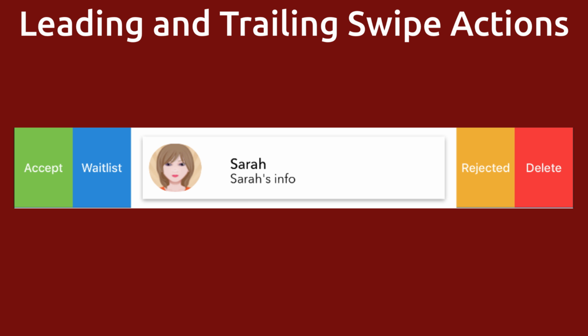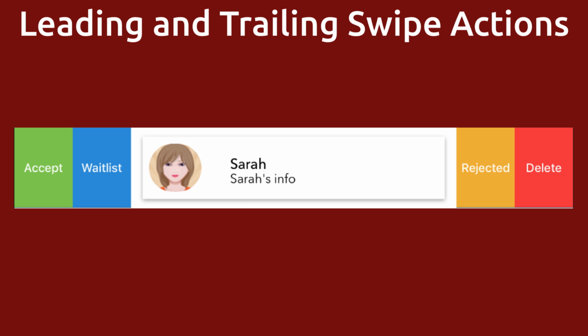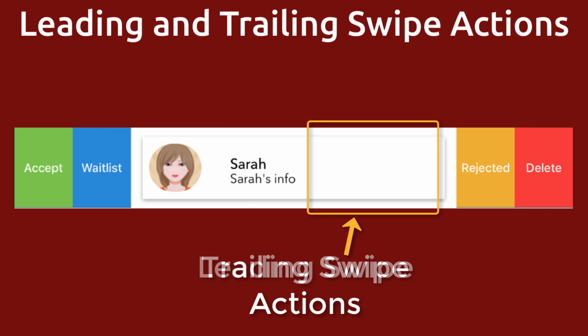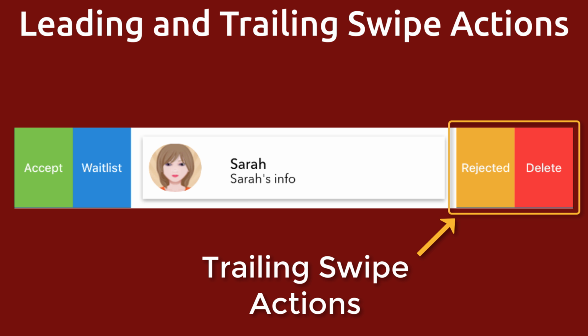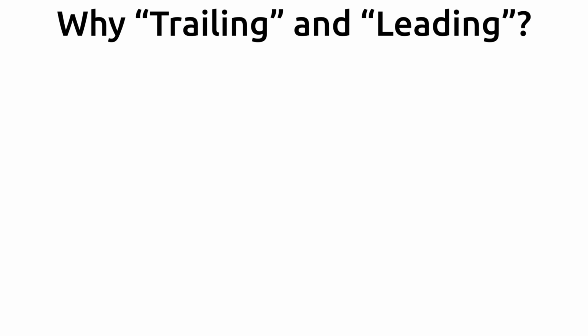I'll show you how you can add leading and trailing swipe actions to a row. Actions are just buttons that show up when you swipe a row. And just to be clear, in this case, when I say leading swipe actions, those are the ones on the left. And when I say trailing swipe actions, those are the ones on the right. And you might be asking yourself, well, why doesn't Apple just call it left swipe actions and right swipe actions? Well, let me cover this first before we get into this tutorial.